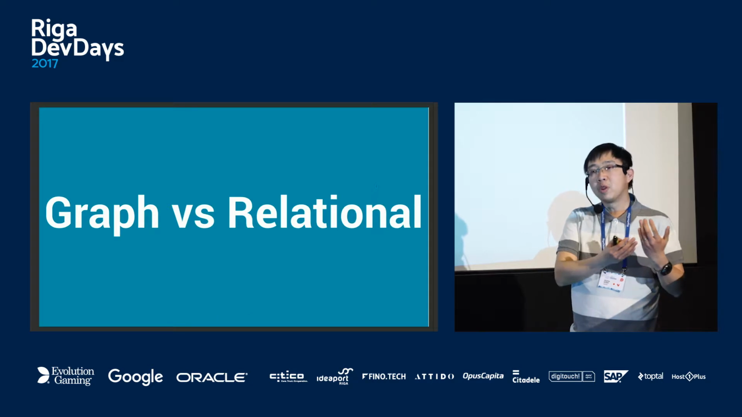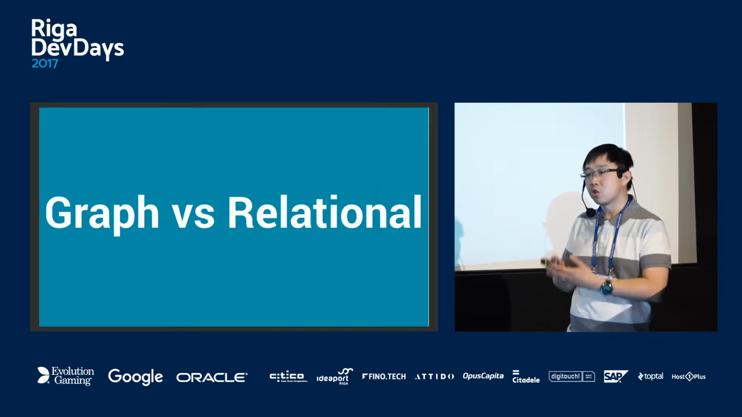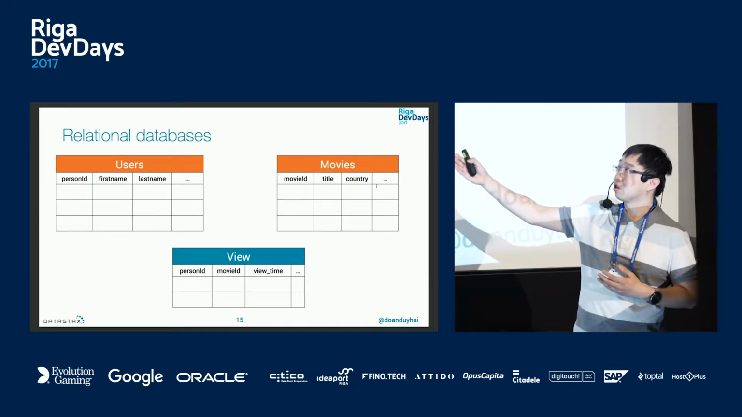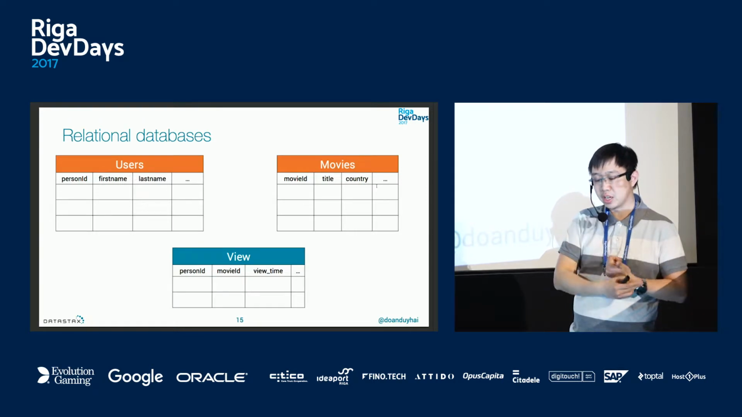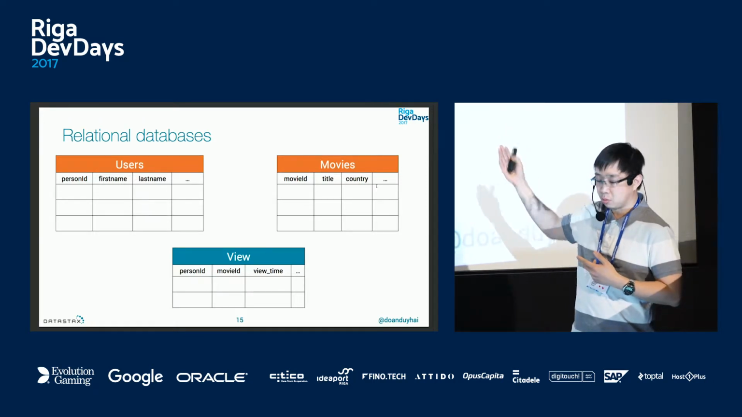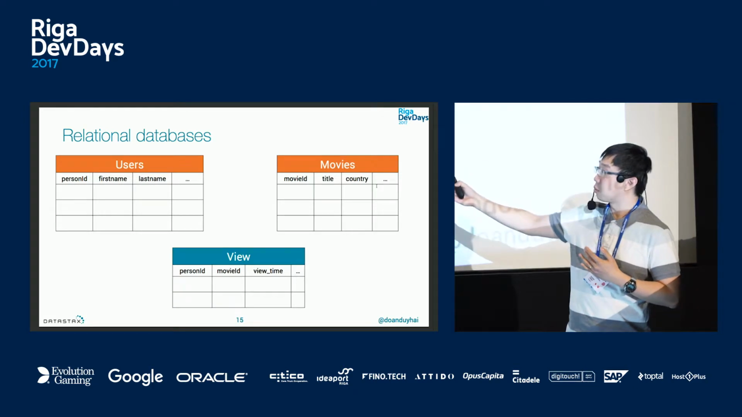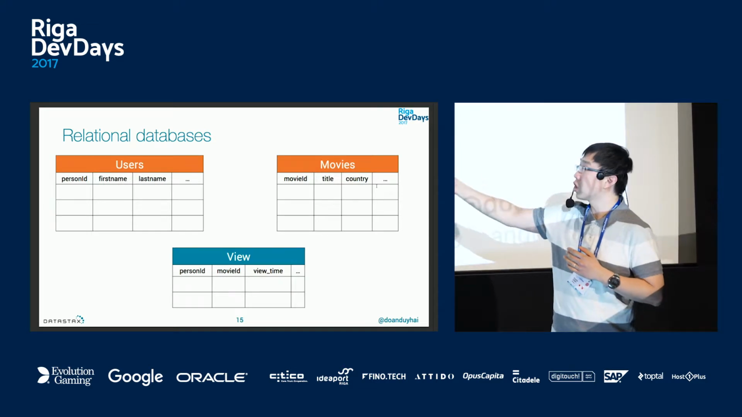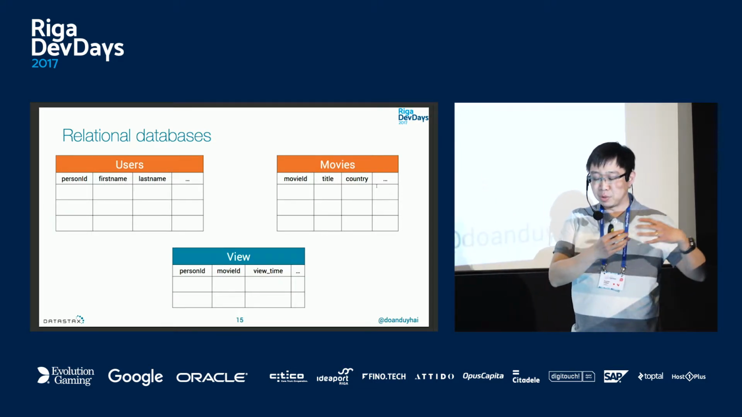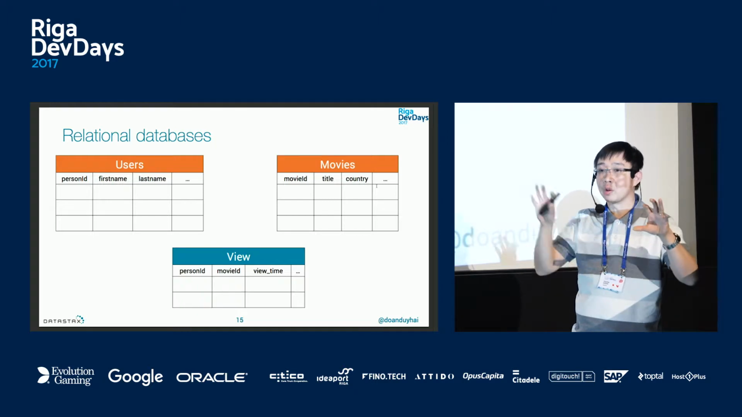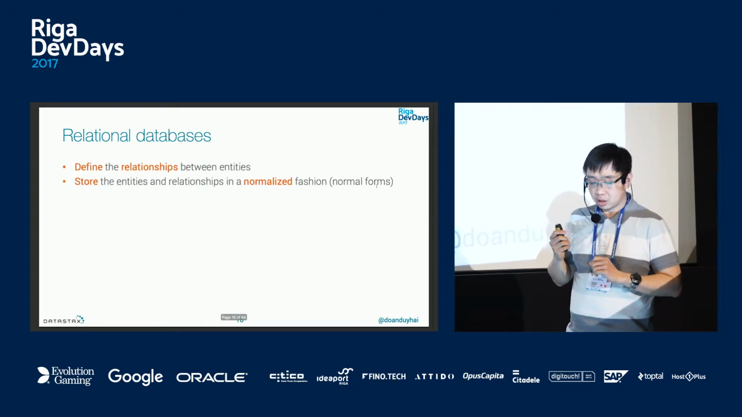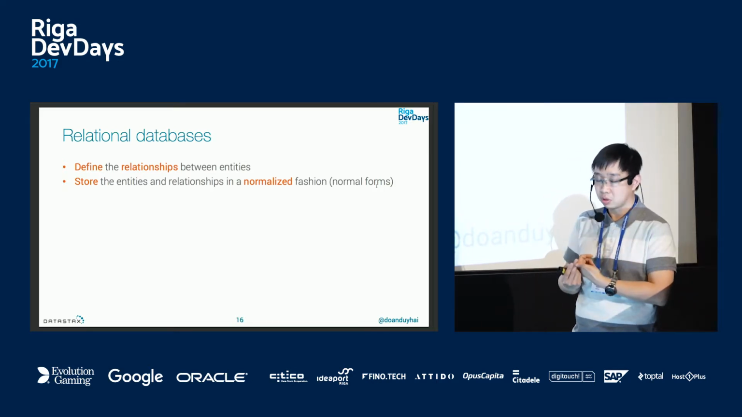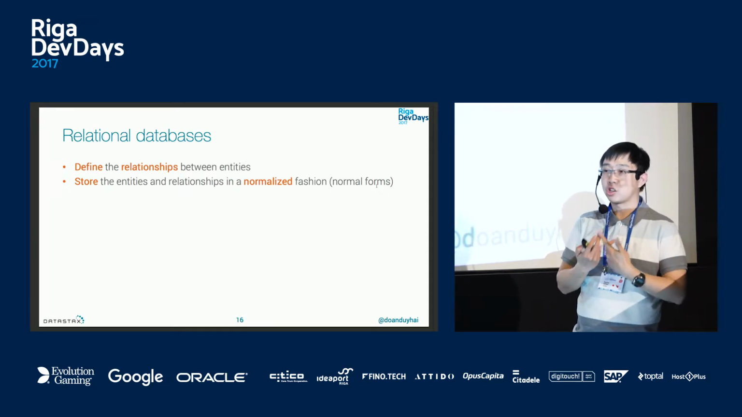Now, what is the difference between a graph database and a relational database? In a relational database, this is a very classical schema. I have a user table, with person ID, first name, last name; a movies table, with movie ID, title, country; and a view table. So which person has watched which movie at what time? The view table is a join table because I am defining a relation between the user and the movie. So in a relational database, you first define the relationships with join tables, and then you store the relation in a normalized fashion.